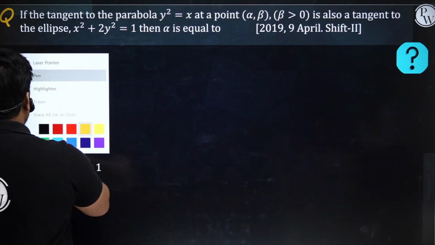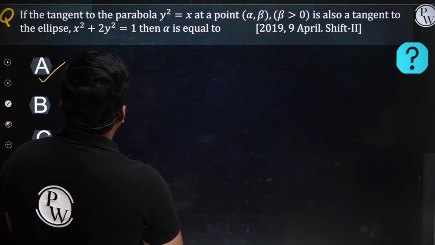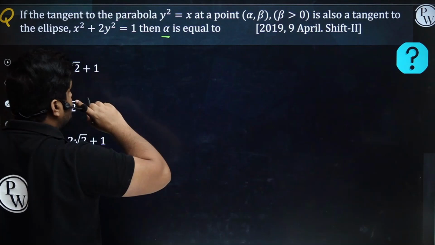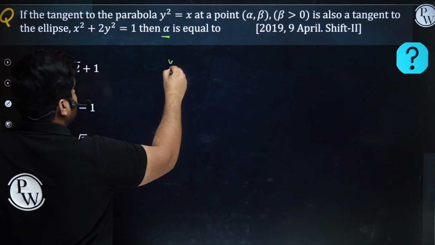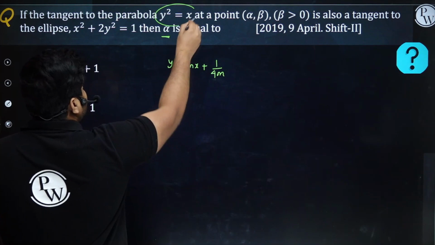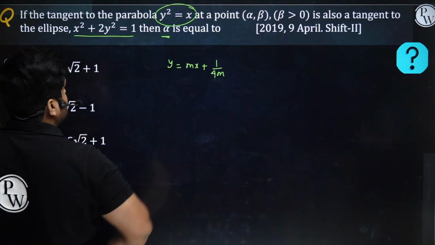The question: if the tangent to the parabola at point (alpha, beta) is also tangent to the ellipse, then alpha is equal to... So we have to find the common tangent's point of contact. This is the parabola, right? For the parabola y² equal to 4x, we have y is equal to mx plus a by m, that is 1 by m. This is tangent to the ellipse also.